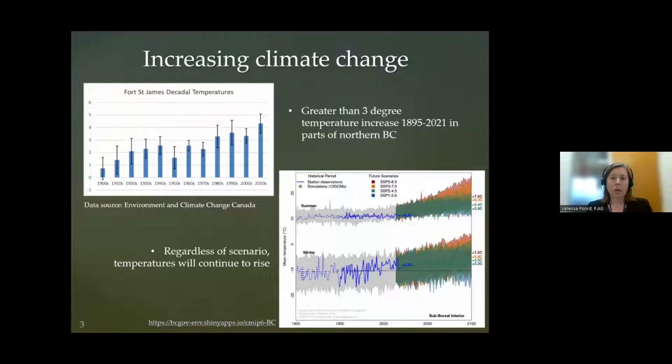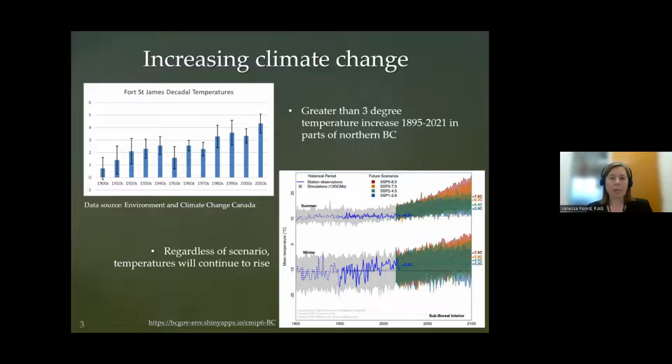So at the same time, we also have increasing climate change. Lucky enough, in the area that I work in northern British Columbia, we have a nice long weather station record going back to 1895 in Fort St. James. Thank you, Environment Canada.